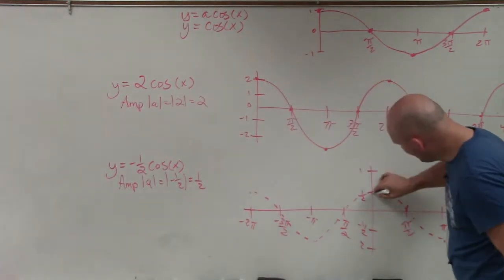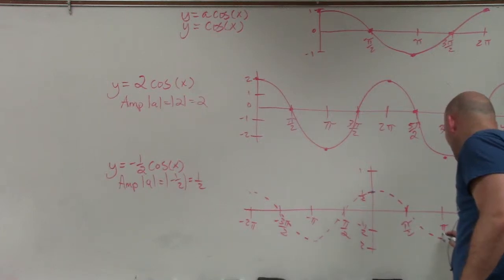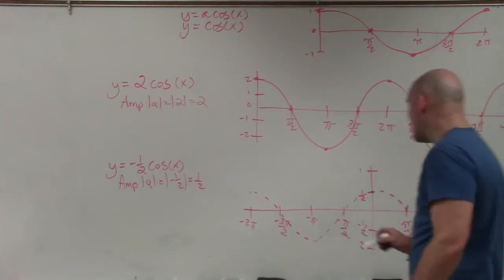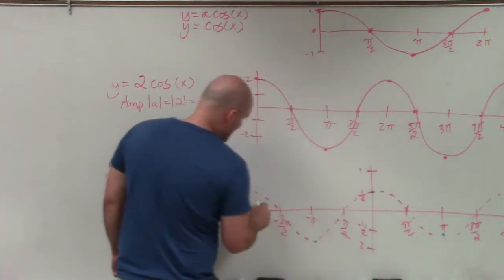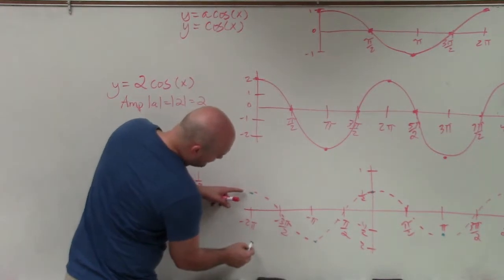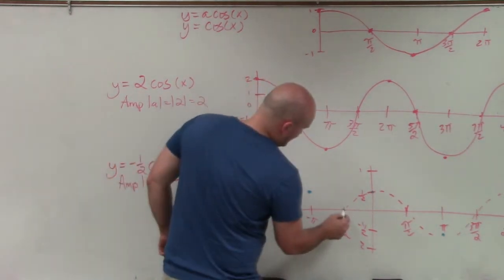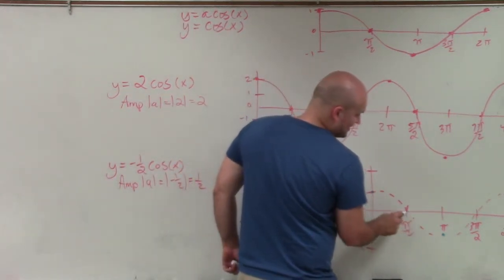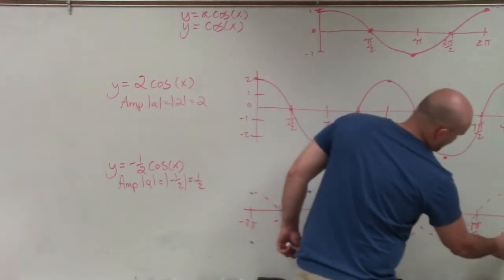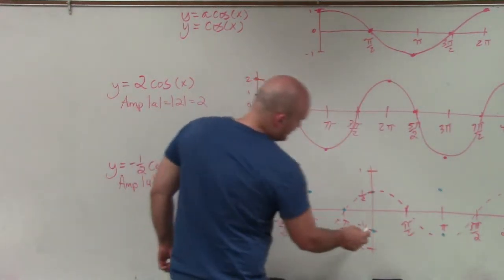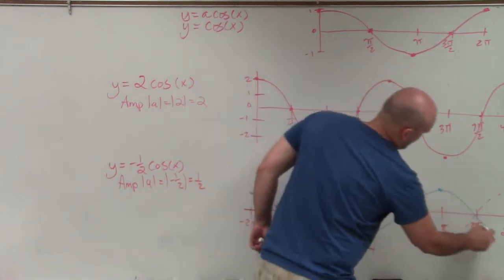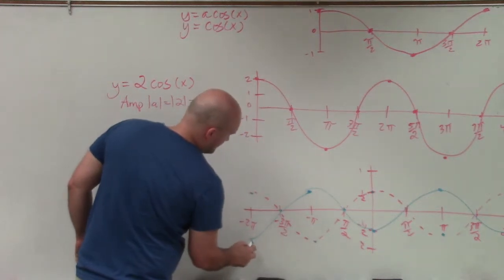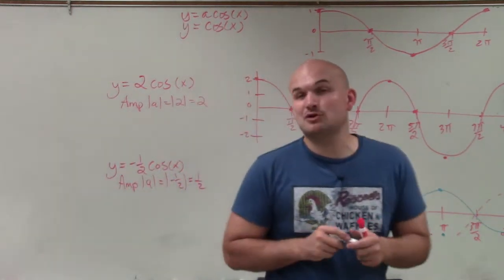So now, all of my points that were either above or below the x-axis need to be reflected. So what I'm going to do is reflect them all over the x-axis. The points that are on the x-axis remain the same. And then, now, all I'm simply going to do... OK? So there you go, ladies and gentlemen. Now you can see that the blue graph is a reflection.